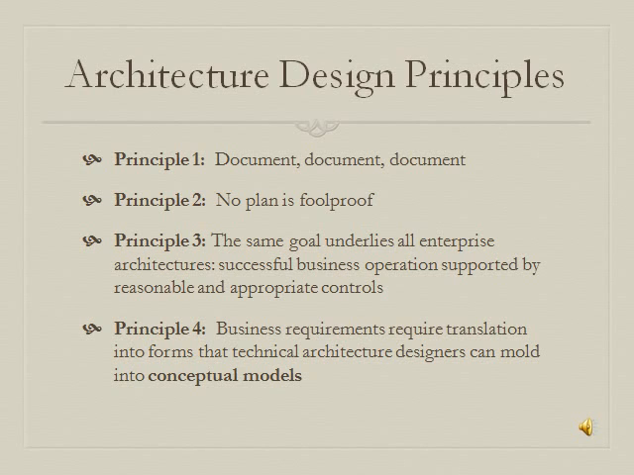Principle 3, the same security goal underlies all enterprise architectures, and that is successful business operation is supported by reasonable and appropriate controls. Not controls because they're the latest thing, but what's reasonable and appropriate for the business. And that ensure confidentiality, integrity, and availability in accordance with standards of best practice and relevant regulations.